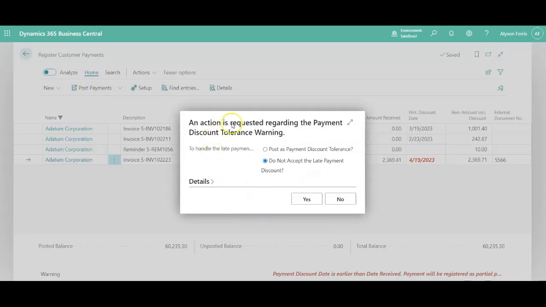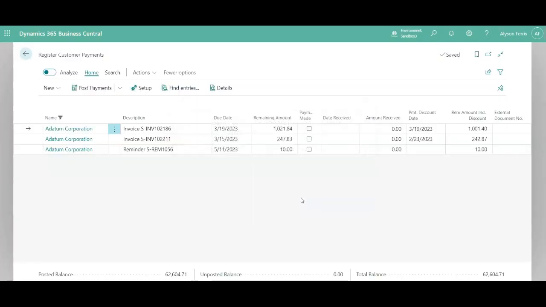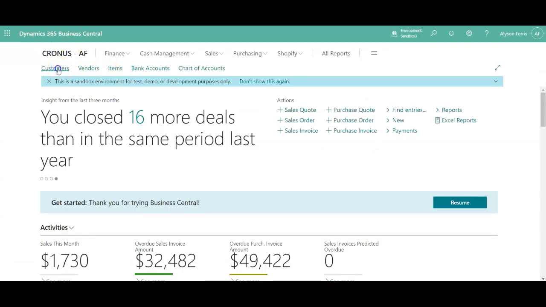And here's the pop-up. Do you want to post the payment discount tolerance or do not accept the late payment discount? I'm going to post to accept it. And also, do you want to post the balance as a payment tolerance or leave it as a remaining amount on the customer's account? I'm going to post that and write off the tolerance. Okay, now that that's posted, let's take a look at our customer.